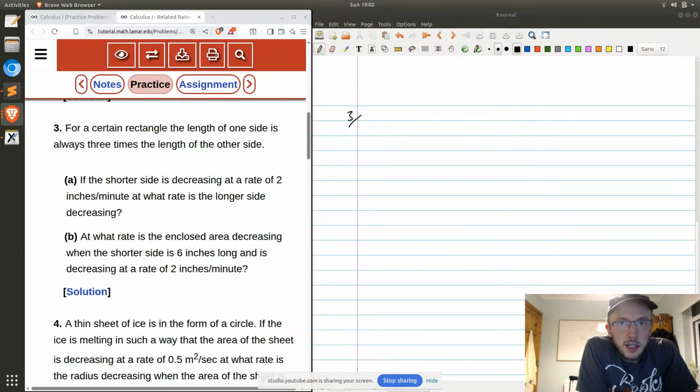For a certain rectangle, the length of one side is always 3 times the length of the other side.